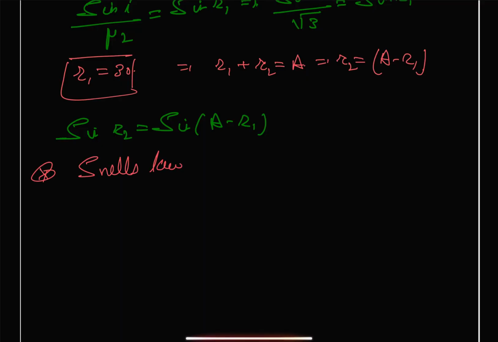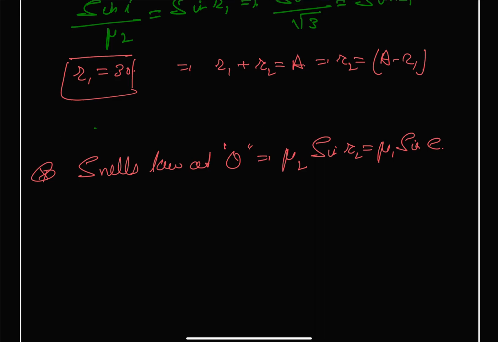Snell's law at Q, we get this as mu2 sine of R2 is equal to mu1 sine of E, and R2 is equal to A minus R1. So it's not required actually, we can just formulate it directly. So we get mu2 is square root of 3, and here we have sine of R2, which is A minus R1, is equal to mu1, which is 1, and we have sine of E, and R1 is our 30 degree.